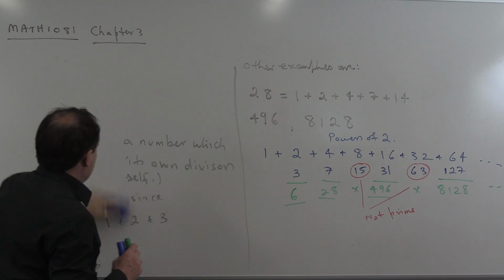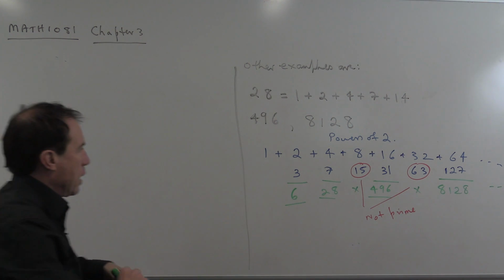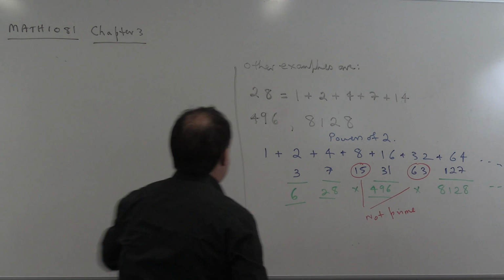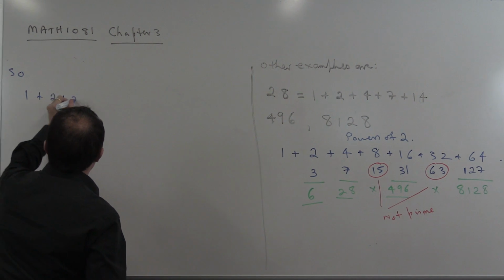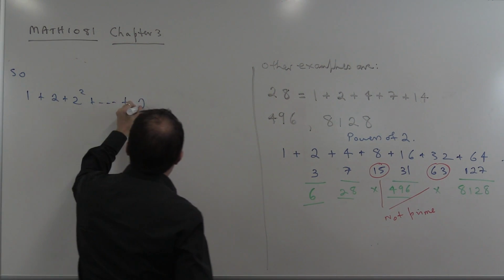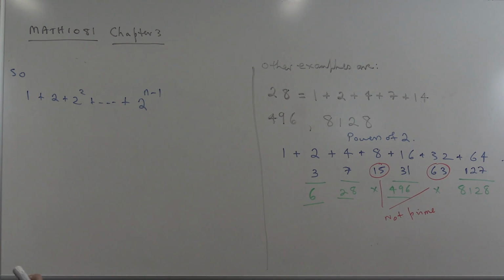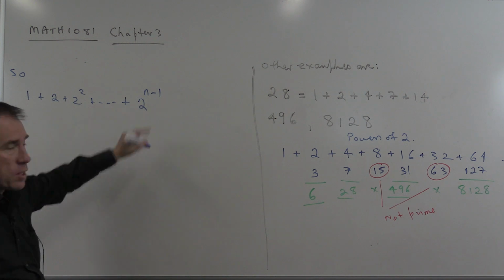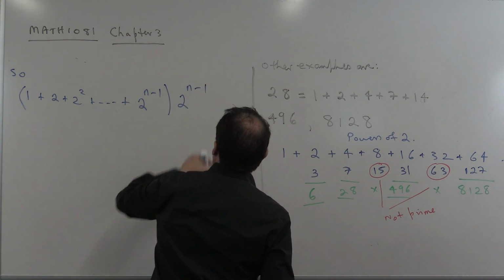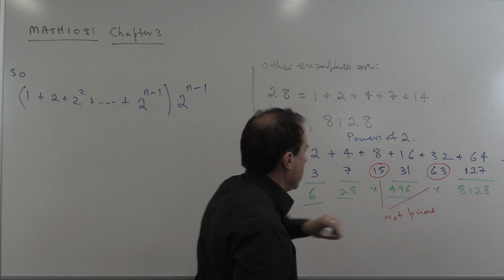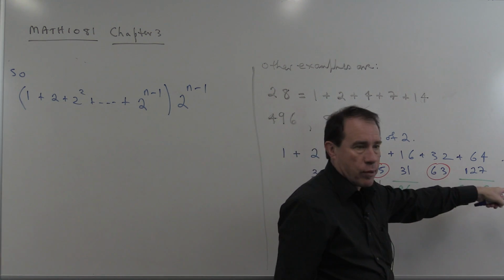Let me write down exactly what we've done here. So in calculating this, what did we do? We added up the powers of 2. So writing this down algebraically, we took 1 plus 2 plus 4, and we're going to stop after n terms. So that'll be up to 2 to the n minus 1. I take n terms, I stop there, and we multiplied by 2 to the n minus 1. We multiplied by the last number we had in our list.